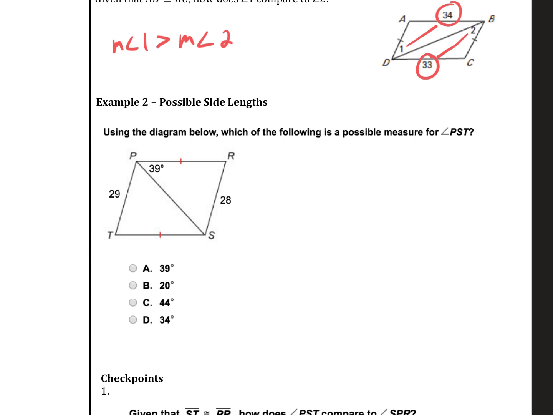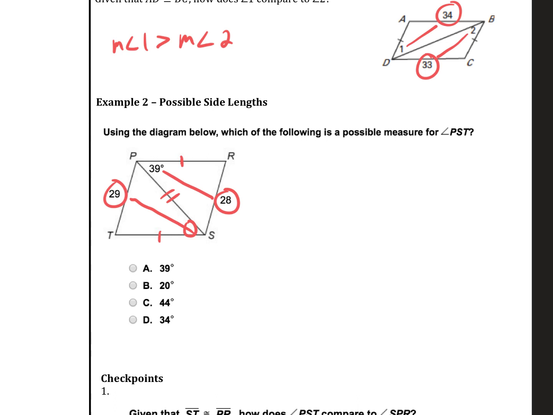All right, example 2. Using the diagram below, which of the following is a possible measure for angle PST? Well, we have 39 across from 28. This is a shared side here. These are congruent. So 39 is across from 28, and then angle PST is across from 29. So what do you think? Should angle PST be larger or smaller than 39 degrees? Well, if 39 degrees is across from 28, and 29 is larger than 28, it should be a bigger angle.